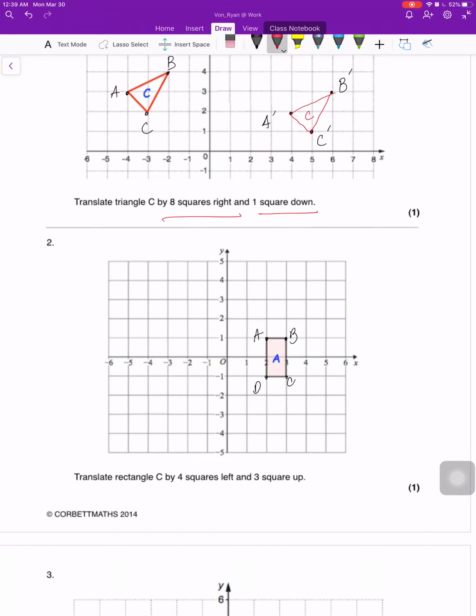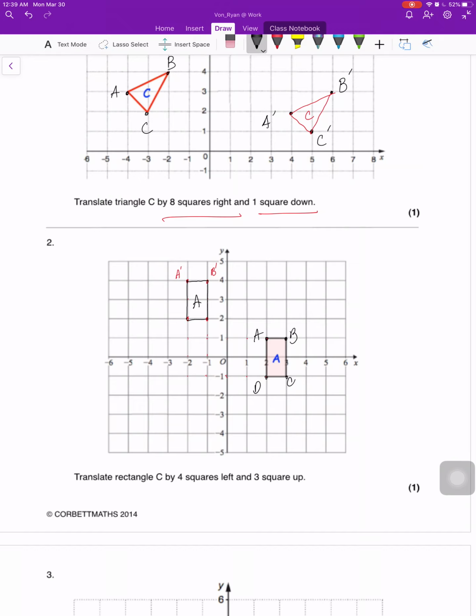So A moves 1, 2, 3, 4, 1, 2, 3. So this will be A prime. B is going to be 1, 2, 3, 4, 1, 2, 3. That's going to be B prime. D, 1, 2, 3, 4, 1, 2, 3. C, 1, 2, 3, 4, 1, 2, 3. That will be your translated shape.